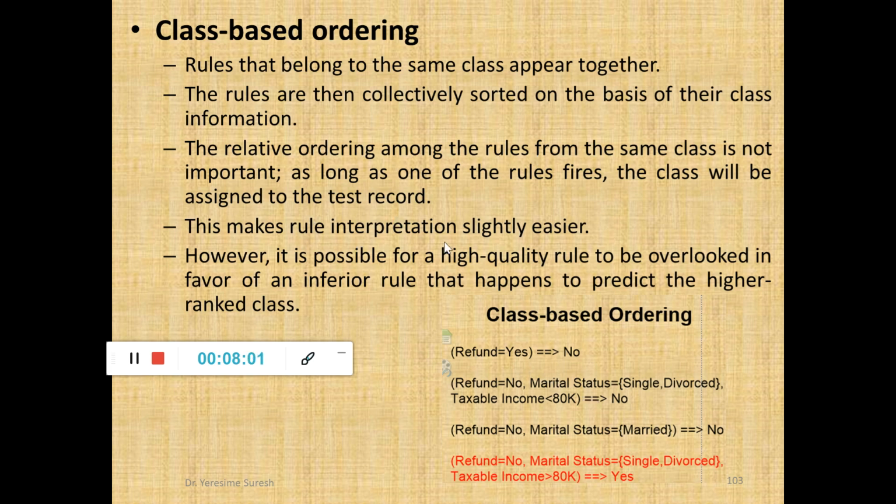So this makes rule interpretation slightly easier because I have classified or grouped the classes, the classification rules. However, it is possible for a high quality rule to be overlooked in favor of an inferior rule that happens to predict higher ranked rules. So even in the case of class based ordering, I can still determine the rule accuracy and coverage. When I have just clubbed positive classes together and negative classes separately, there might be a mix of high quality rules as well as low quality rules. That is the drawback of class based ordering.